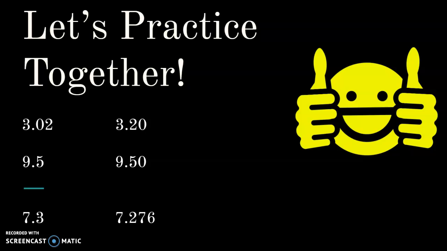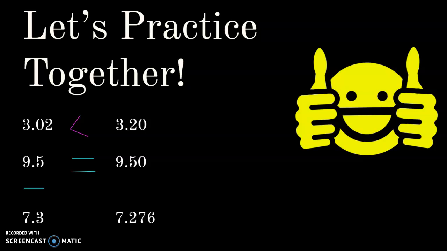Let's practice together. 3.02 compared to 3.20. That's right, 3.20 is greater because we have a 2 in our tenths place instead of the 0 in our tenths place. Let's look at 9.5 and 9.50. That's right, they're equal to each other.